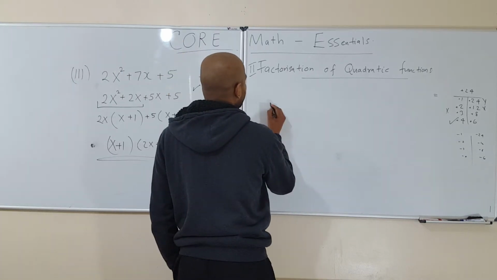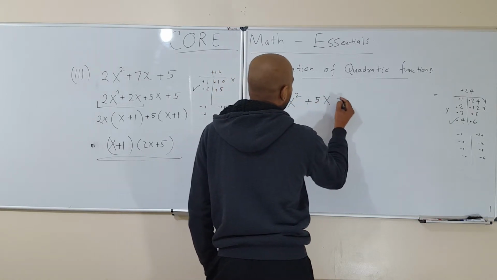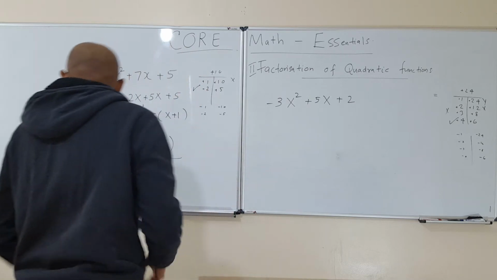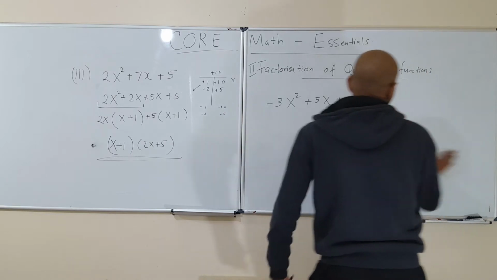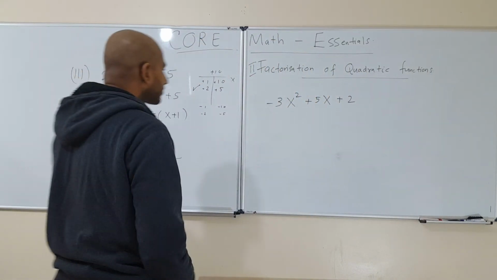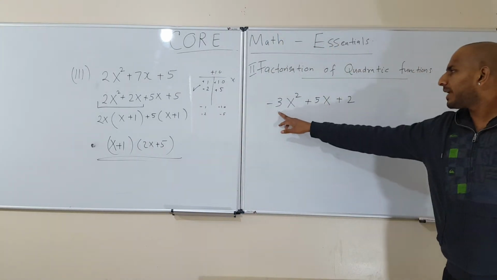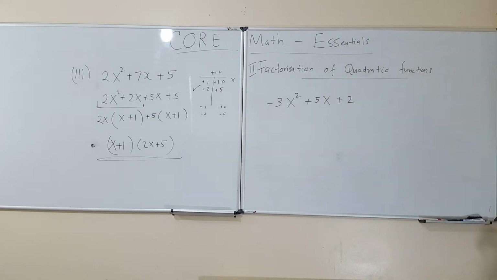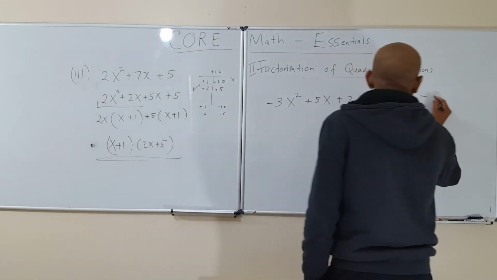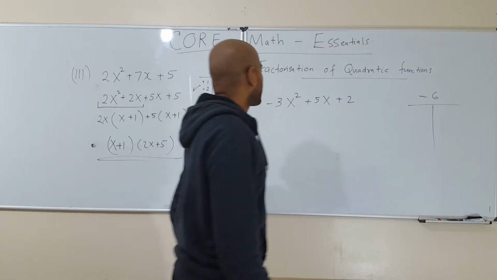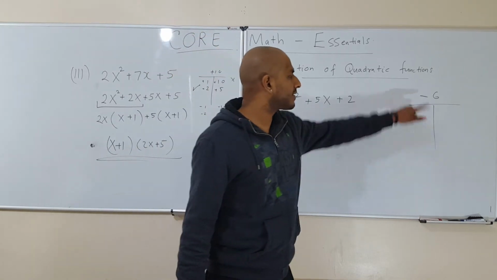Let's say we got something like this: minus 3x squared plus 5x plus 2. That's the expression we're trying to factorize. Minus 3 times 2, we're going to get minus 6. Right, with the sign. Minus 3 times plus 2 is minus 6.